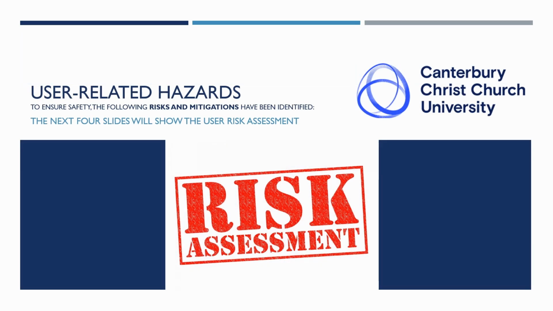Now we come on to our user-related hazards. I will be presenting the risk assessment for user-related hazards associated with this project. Ensuring user safety is a crucial part of our design process, and this assessment identifies potential hazards, evaluates their risks, and outlines control measures to mitigate them. This will be shown across the next 4 slides.